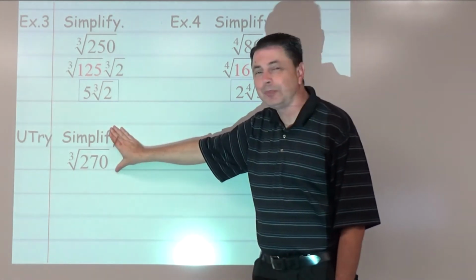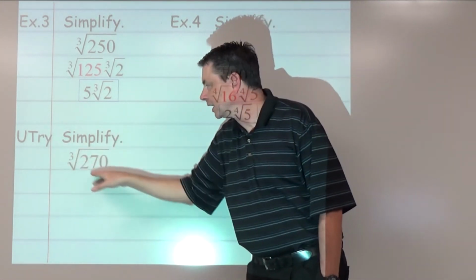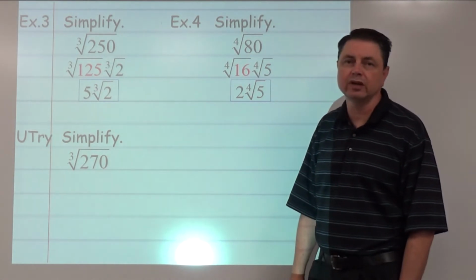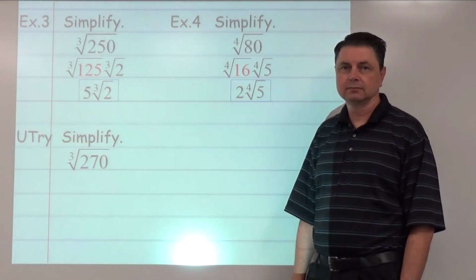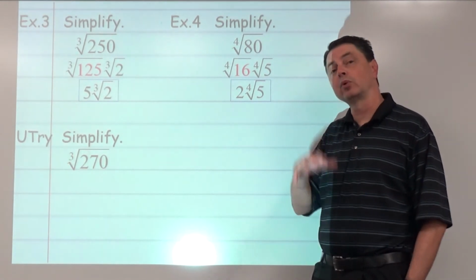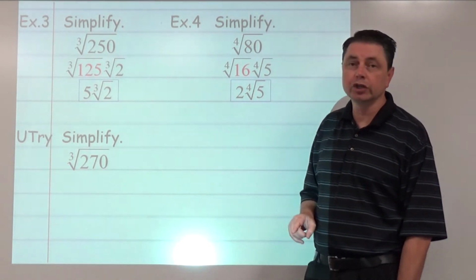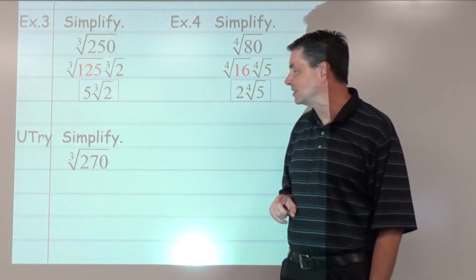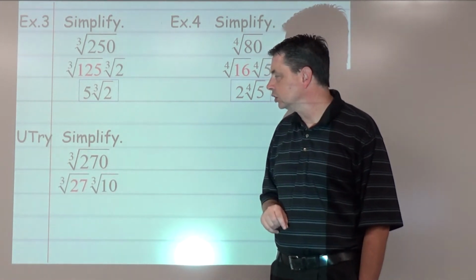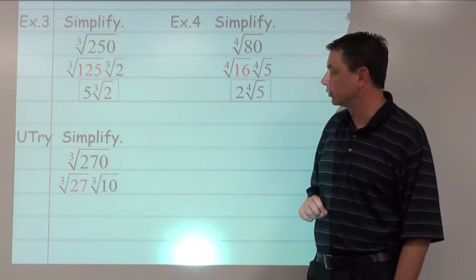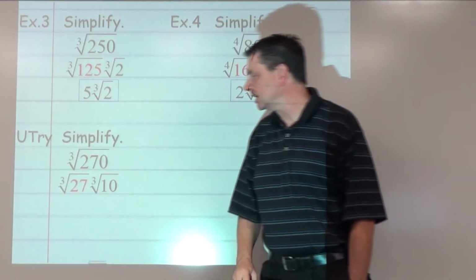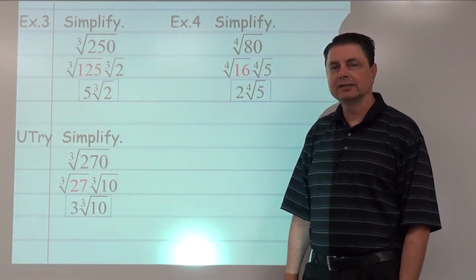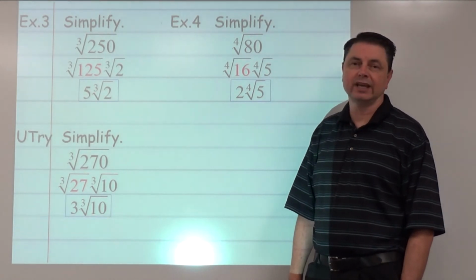All right. Go ahead and pause here. Go ahead and simplify the cube root of 270. All right, as we break this up, the cube that we're looking for is 27. So cube root 27 times cube root 10. This is 3, so our answer is 3 times the cube root of 10.